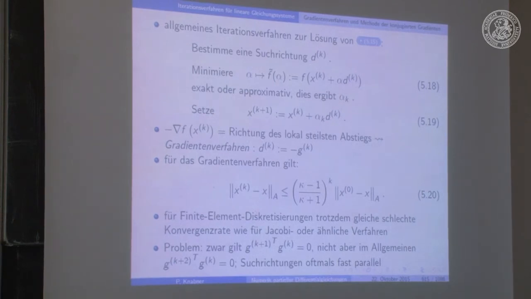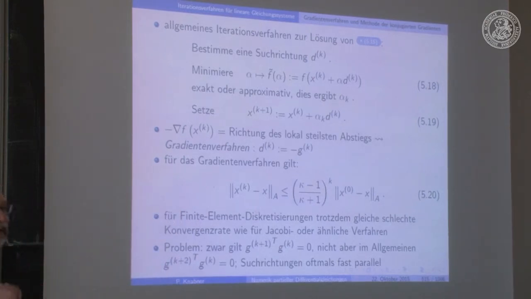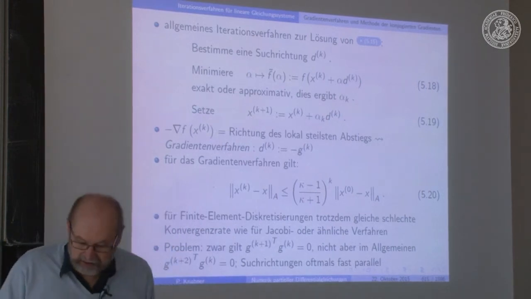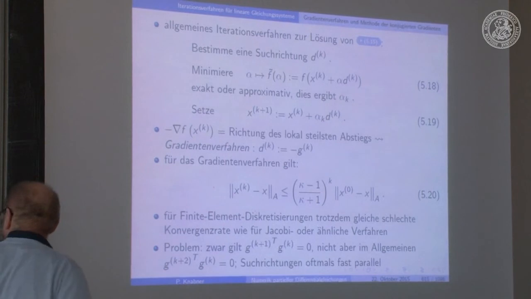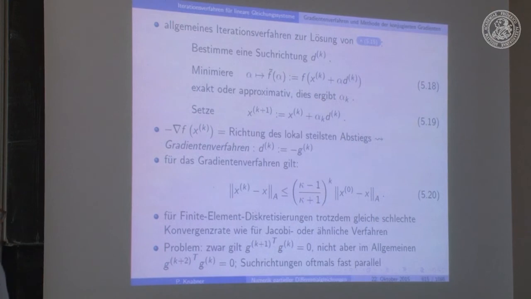What would happen? Your sledge will end up in the minimum of this one-dimensional affine space on which you are traveling. Then you are standing there. Then you redirect your sledge again in the direction of the steepest descent, and the thing goes on. This is the gradient method. This is very simple, but as usual with simple methods, it doesn't work well. Why does it not work well?